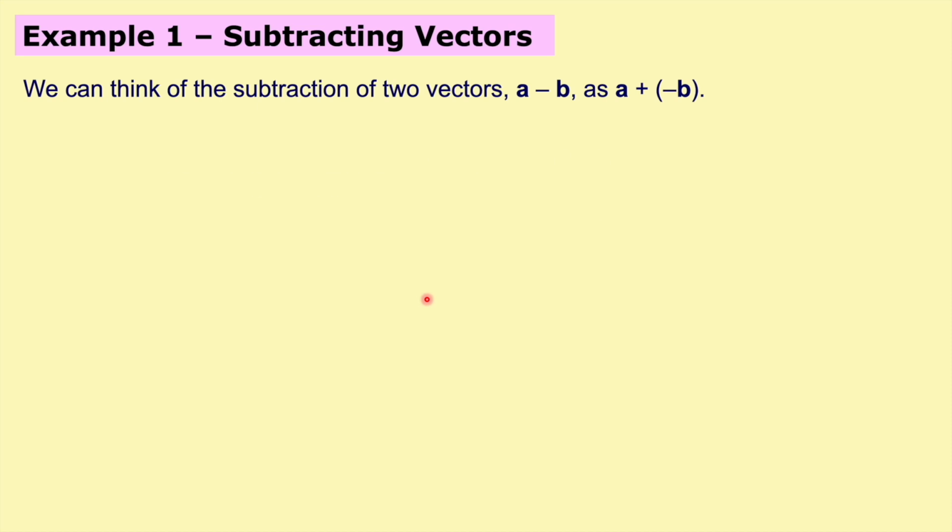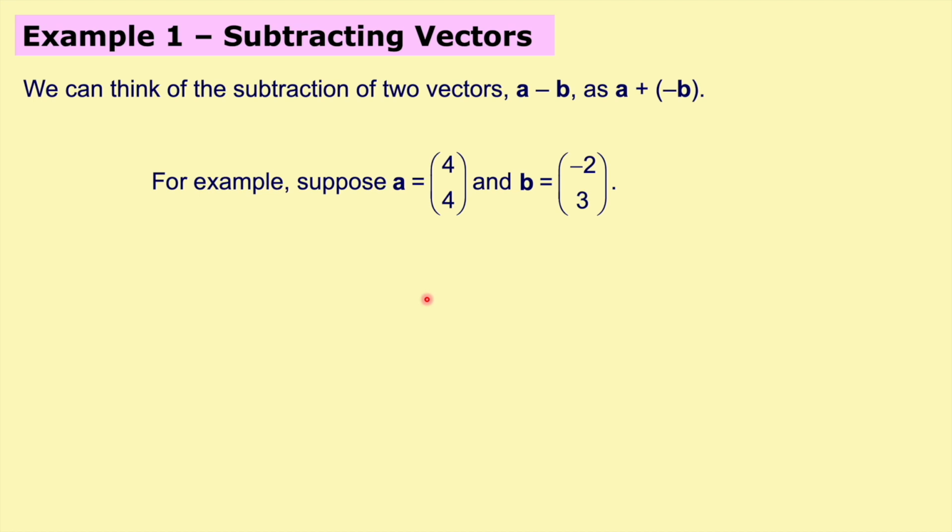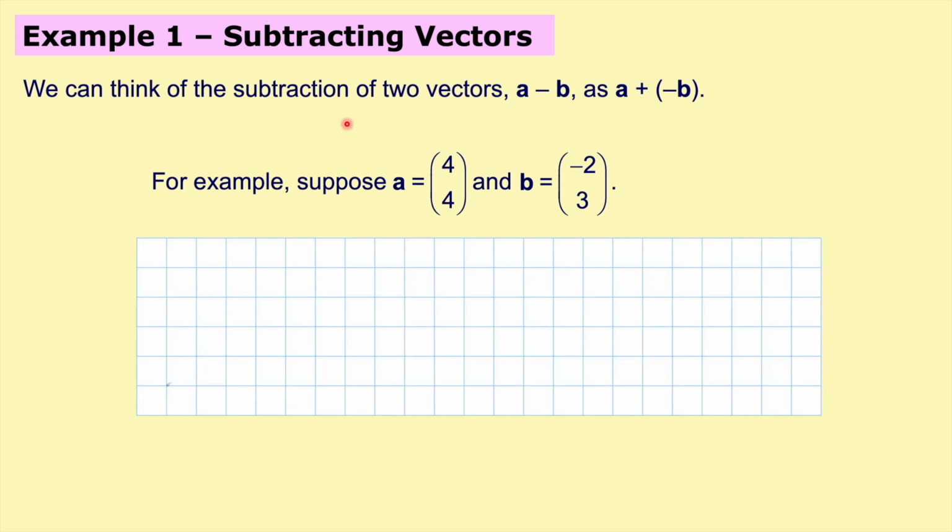So for example, suppose vector A was (4, 4), and B was (-2, 3). If I was to sketch these out, I've got vector A, which is 4 along and 4 up. I've got vector B, which is back 2, up 3. But then remember the negative of that vector is this. Okay, so it's the same angle, but it's just the complete opposite direction.